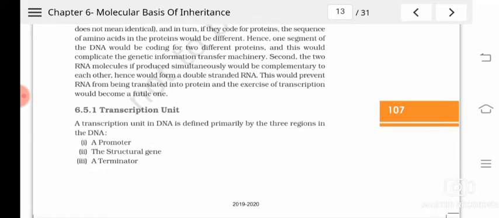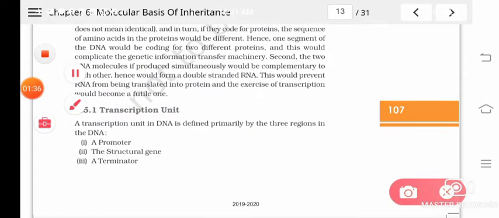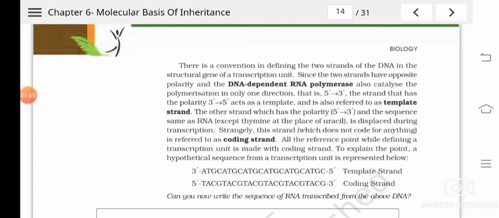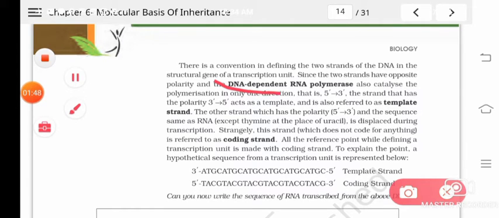Now I have to start with the transcription unit. What do you mean by transcription unit? It is the unit where transcription takes place. If you see the transcription unit, it will have a promoter region, a structural gene and a terminator gene. The enzyme needed for the process is DNA dependent RNA polymerase. In replication, the enzyme is DNA dependent DNA polymerase, where a new DNA strand is synthesized, but here a new RNA strand is synthesized. So here the enzyme is DNA dependent RNA polymerase.